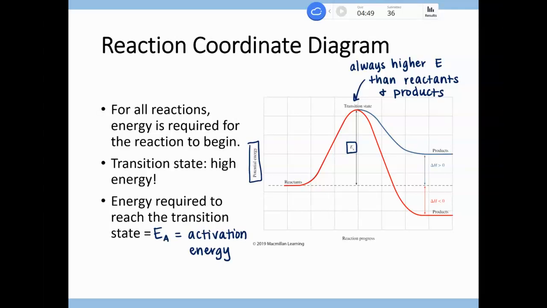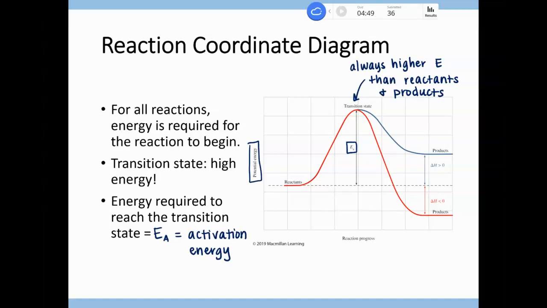For every reaction, energy is required to reach that transition state. I said that. This is always higher energy than the reactants, so there's always at least a little bit of energy required to get to that transition state. Breaking bonds requires energy, so that's what energy is required to get to the transition state. Forming bonds releases energy. So depending on the magnitude of how much energy is released compared to the amount of energy required, that determines if you have an exothermic or an endothermic reaction.